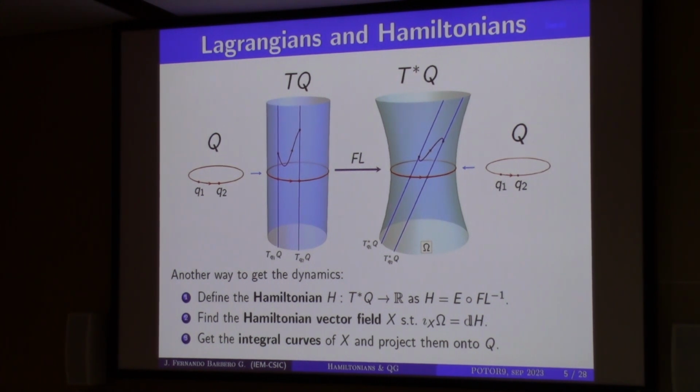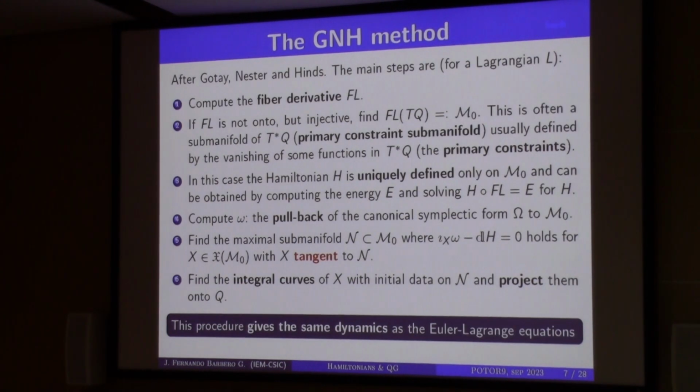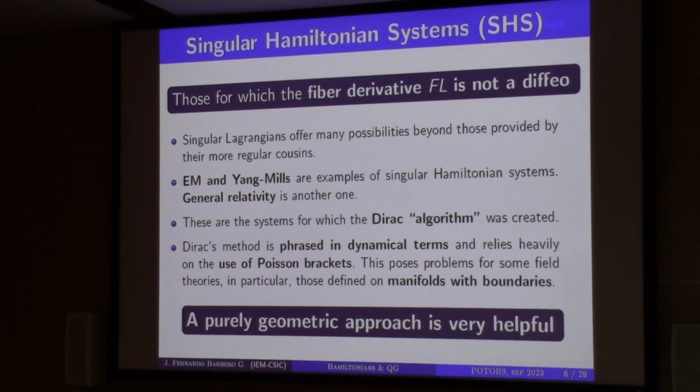So, if that inverse is well defined, there is no problem. But what happens when this function here is not invertible? That is actually the definition of a singular Hamiltonian system. So by definition, a singular Hamiltonian system is one for which this fiber derivative is not a diffeomorphism.